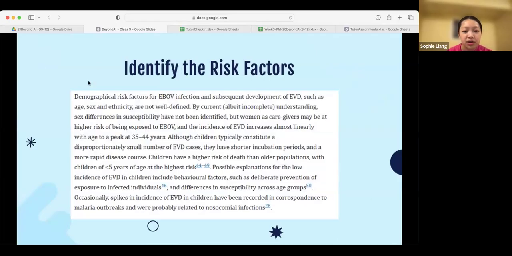So risk factors are factors that make a person or a group of people more likely to get a disease. Can anyone identify at least one risk factor that's in this passage? I'll give you a few minutes to read it over. There are 3 of them.